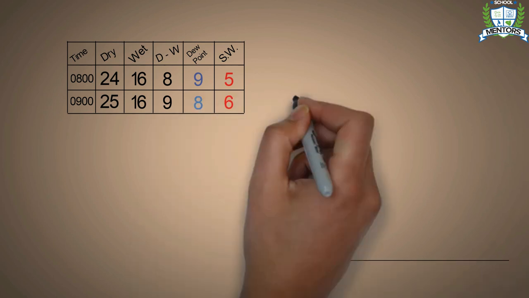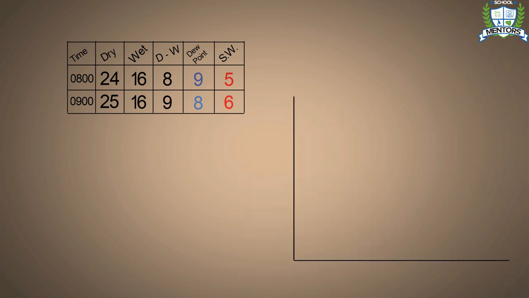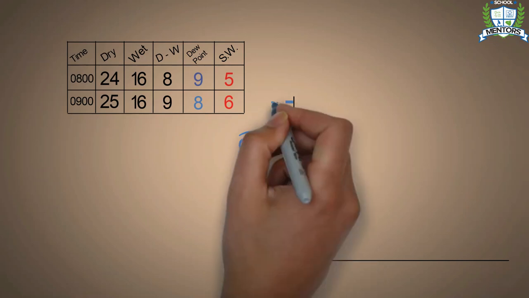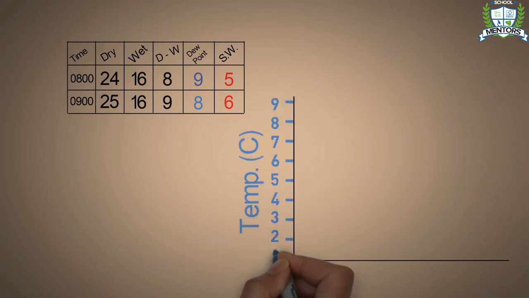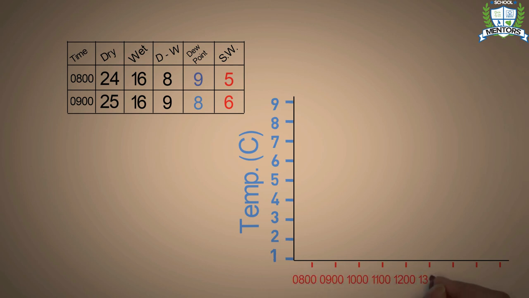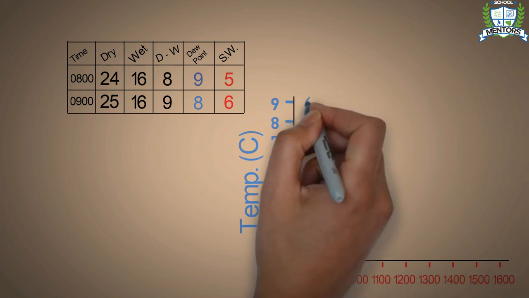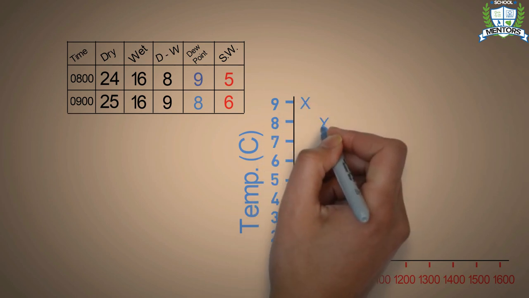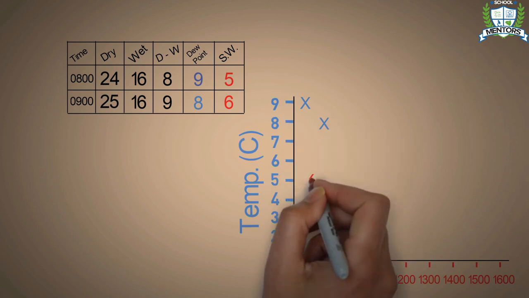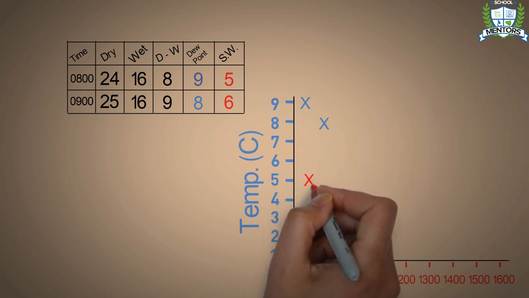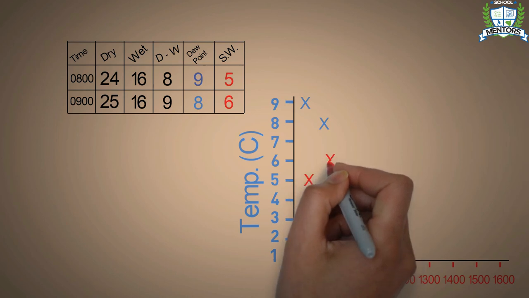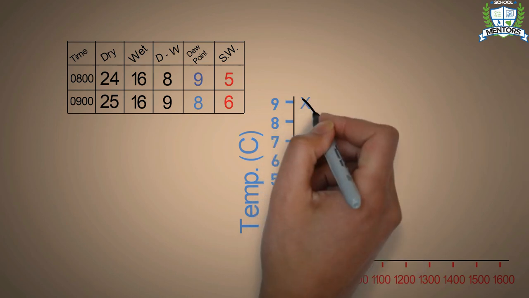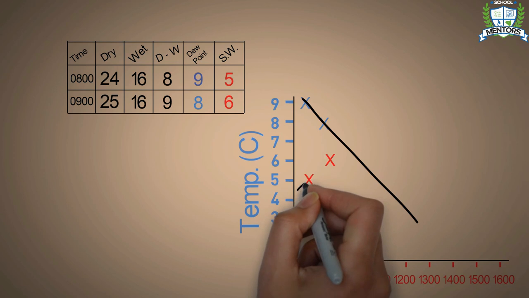So on the y-axis, we are going to take the temperatures, and on the x-axis of the graph, we are going to put the times of observations. So I've taken dew point as blue color and the seawater as red to make it slightly easier to understand. So at 8 o'clock and 9 o'clock, we have the dew point temperatures as 9 and 8. The seawater at that time was 5 and 6. So connecting these two dots, we're going to get lines which are shown right now on your screens.